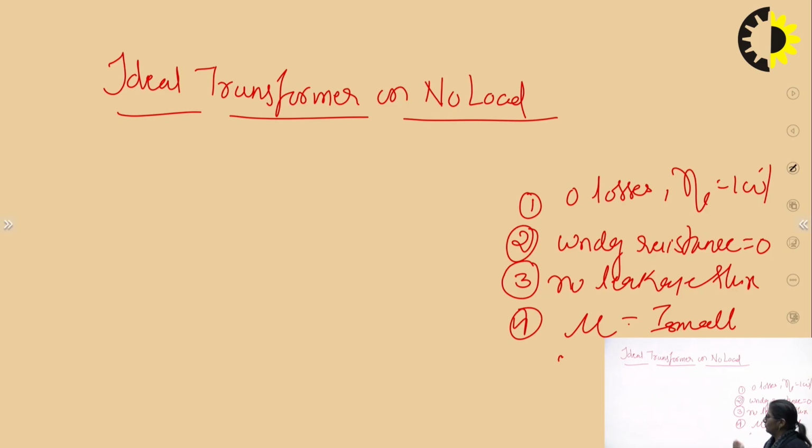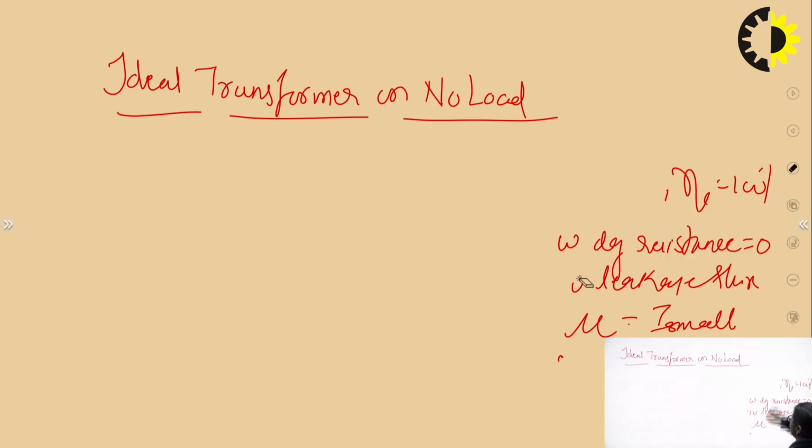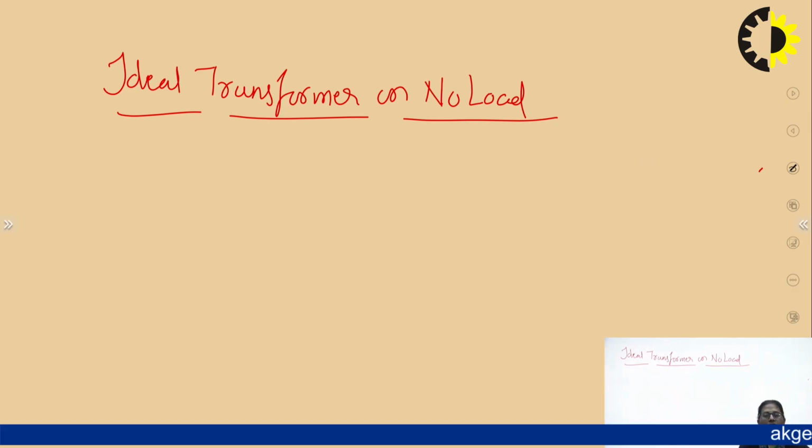Keeping all these 4 characteristics in mind, let's go with the phasor diagram of the ideal transformer on no load. First we want a reference phasor, and we take the quantity which is common to both primary and secondary circuits as the reference, and that is the flux. So we will keep the flux as our reference phasor.